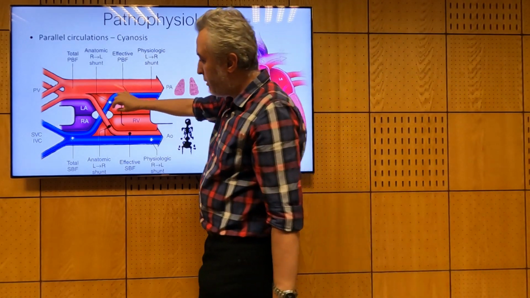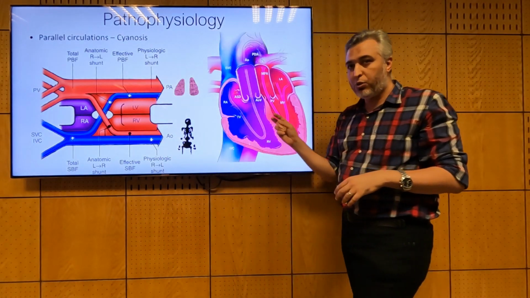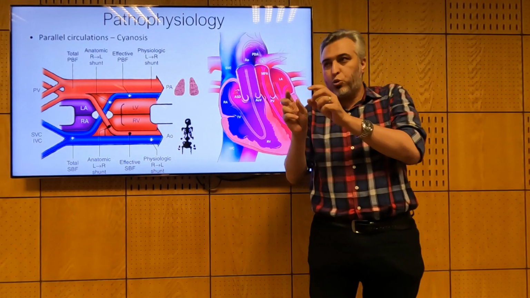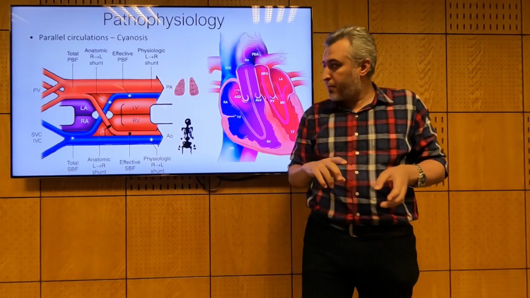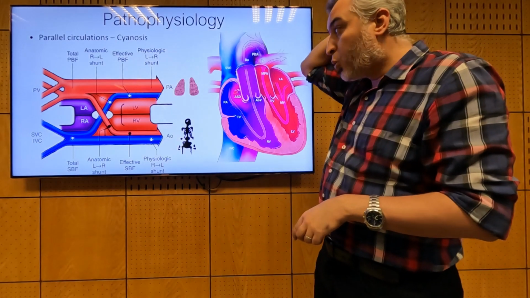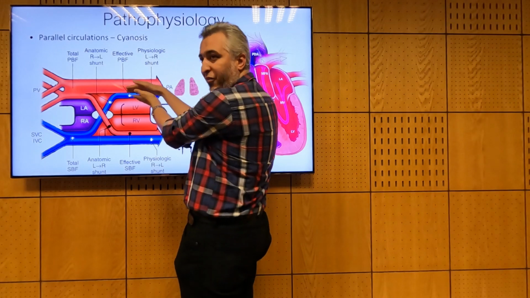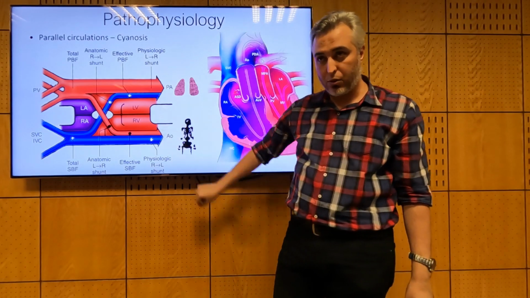So we call this amount of mixed blood that is able to cross to the other side the effective flow. So effective pulmonary flow is the amount of deoxygenated blood that was able to cross into the pulmonary circulation, while the effective systemic flow is the oxygenated blood coming from the lungs that was able to cross over and then go into the systemic circulation, which is very different from the total blood flow. So you can see that this is the total pulmonary flow, while that is the effective pulmonary flow. Okay, and again, here, this is total systemic flow, that is effective systemic flow.